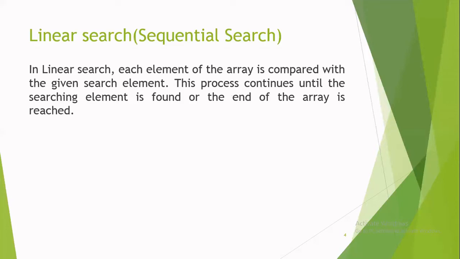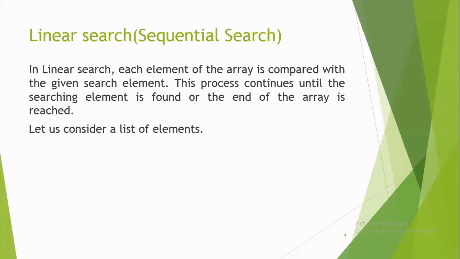Linear search. Linear search is also called sequential search. In linear search, each element of the array is compared with the given search element. And this process of comparison is continued until you find the search element or the end of the array is reached.